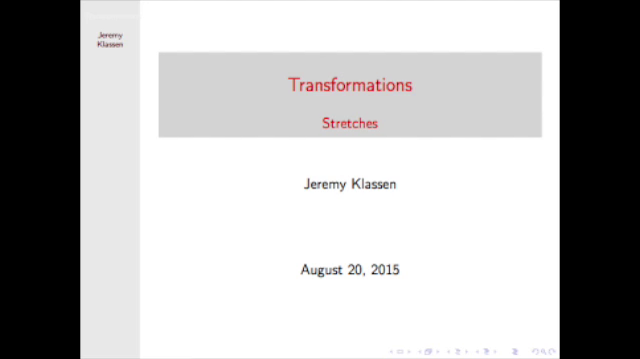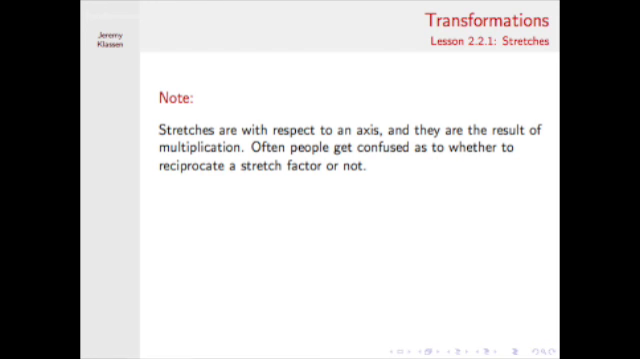Hi everyone, this is lesson 2.2.1 of the transformations chapter, and in this lesson we're going to talk about stretches. Now before we begin looking at questions, it's important to know a couple things about stretches.